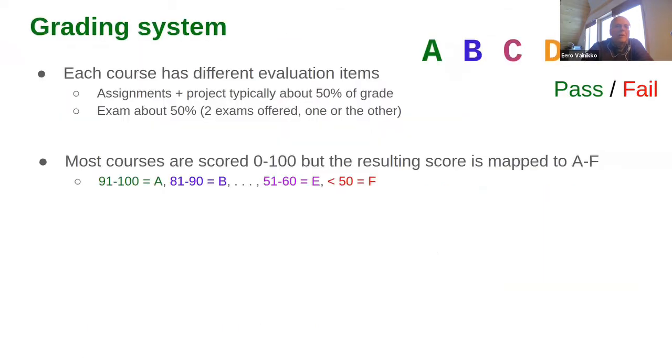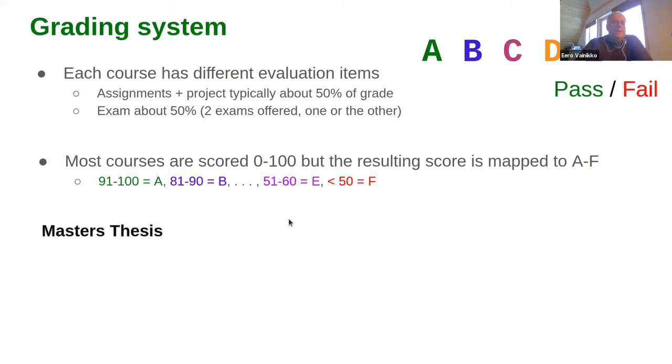Then about our grading system. Each course has different evaluation systems, but typically half of the grade comes from assignments or projects, and the exam is usually 50% or less. There are two types of courses: those that give you a grade and those that give you just pass or fail.